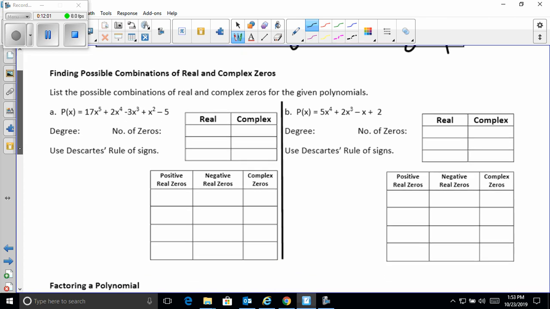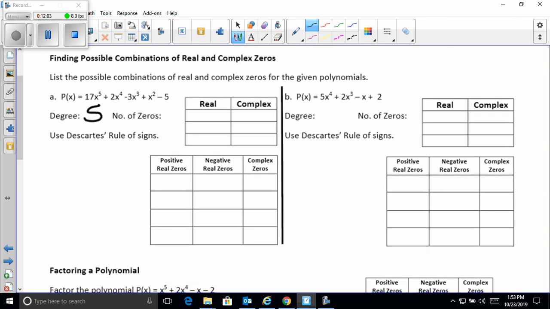We're going to do 2 of them, just coming up with how many of each we should be looking for. So looking at A, we have a degree of 5, which means we have 5 zeros. We will have exactly 5 zeros. It's not like last class where we said that we can't have more than that. Now, because we're looking at the complex, we will find all 5 of them. So our complex, because we have 5 at most, they come in pairs. So we could have 4, because that's 2 pairs, or 2, or 0.